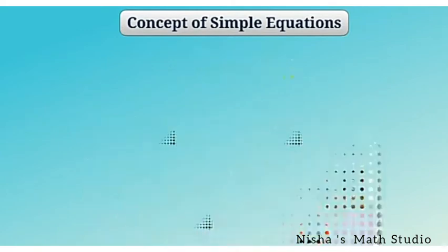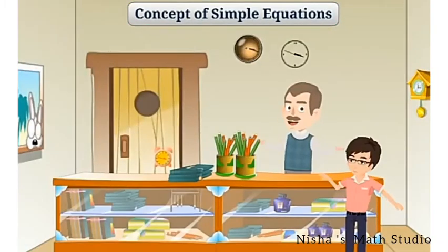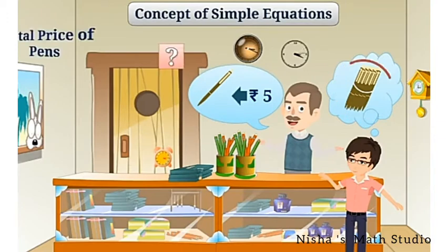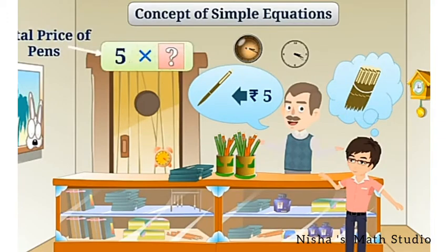Say, Ravi is purchasing some pens and the shopkeeper sells the pens at the rate of rupees 5 per pen. What is the total price of the pens that he is purchasing? That is written as 5 into the unknown number. So we are going to write it as 5 multiplied by question mark.